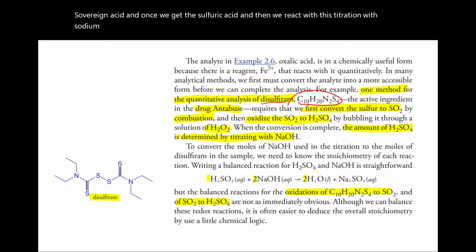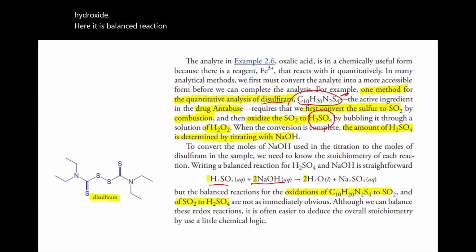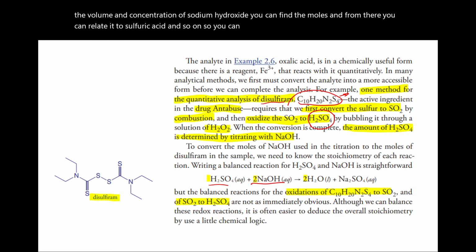So from there, for all the sulfur that we got in sulfuric acid, it comes from the disulfiram here. And the reaction between sulfuric acid and sodium hydroxide is a balanced reaction. So 1 mole of sulfuric acid requires 2 moles of sodium hydroxide. So if you know the volume and the concentration of sodium hydroxide, you can find the moles, and from there you can relate it to sulfuric acid and so on. So you can find the amount of the analyte, the disulfiram here.